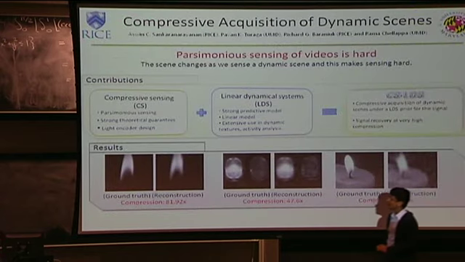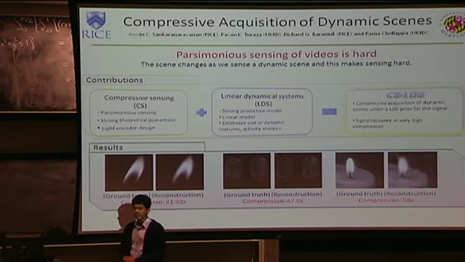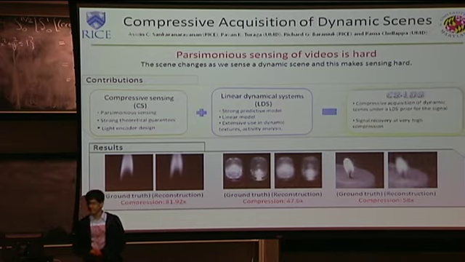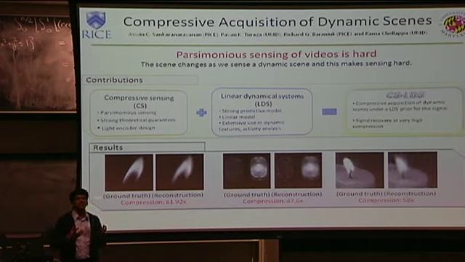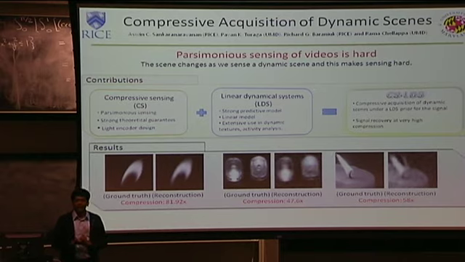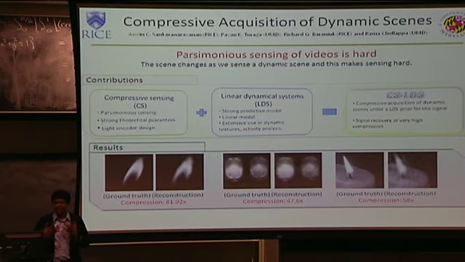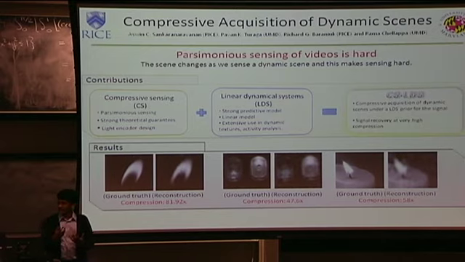Good afternoon everyone, I'm Ashwin. My poster is on compressive sensing of videos. Videos are extremely hard to sense compressively because of the irreversible nature of time, which basically means that you can't go back in time to sense something that you didn't sense in the first place. This makes it really hard to get a very high compression rate.